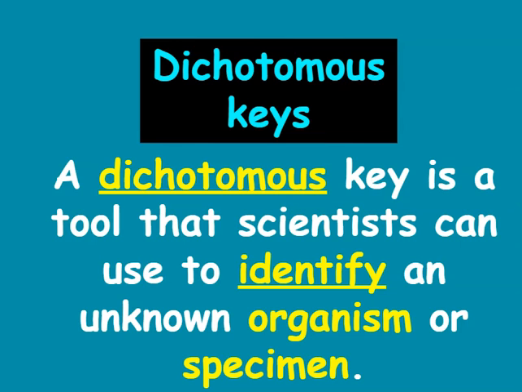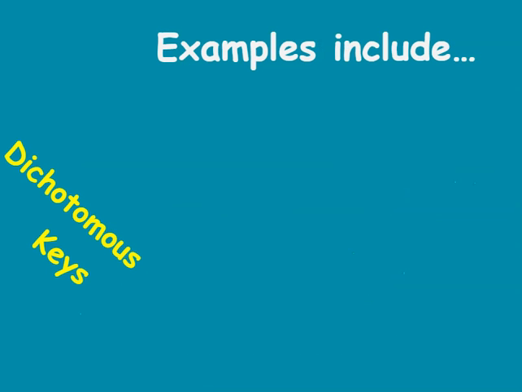That word, dichotomous, you break it down, it's a Latin word. Di meaning two, kato meaning to split or to divide. So it has to do with two-part statements, and you'll see that in a little bit.